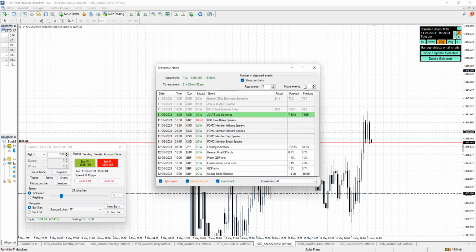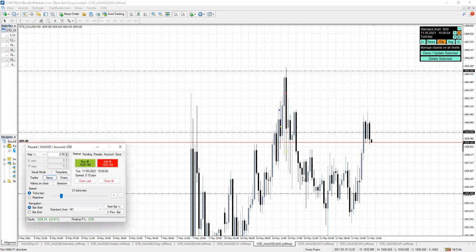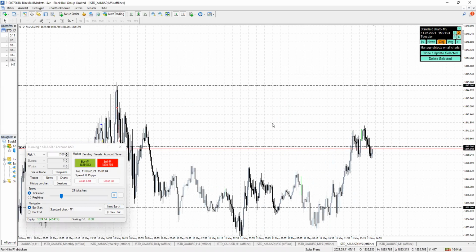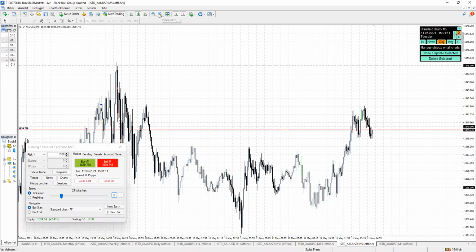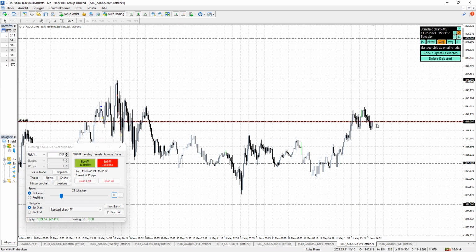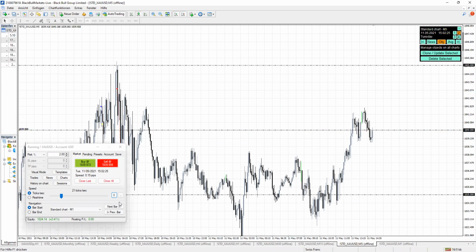Let's go for this. Oh, not news. Okay. So let's see what's gonna happen. As always, guys, we're gonna wait for the first couple of minutes. But as far as the structure is saying, I'm looking for fake outs in this area to sell from here. That's what I'm looking for.